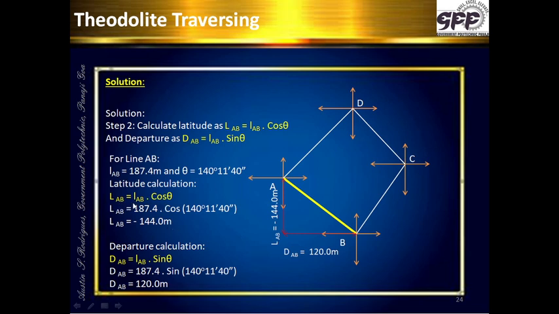So latitude AB was length AB into cos theta. Cos is 140 degrees 11 minutes 40 seconds.